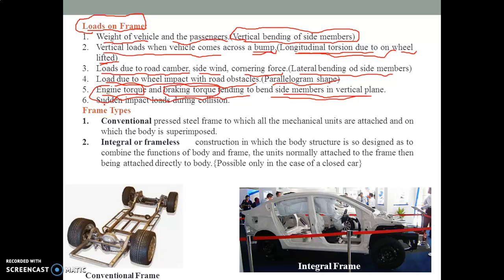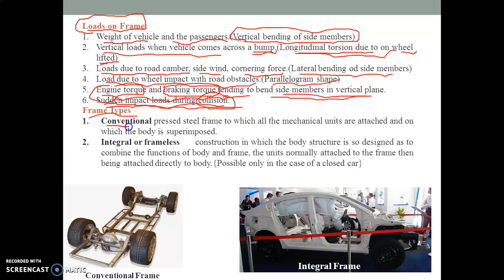And the next load we'll consider is sudden impact loads during a collision. That is also very important because not always all the conditions are satisfied, but the collisions also need to be considered. So in this collision, whatever the impact load is affecting the structure of the frame, that also affects the strength and various possibilities. So there are two types of frames.